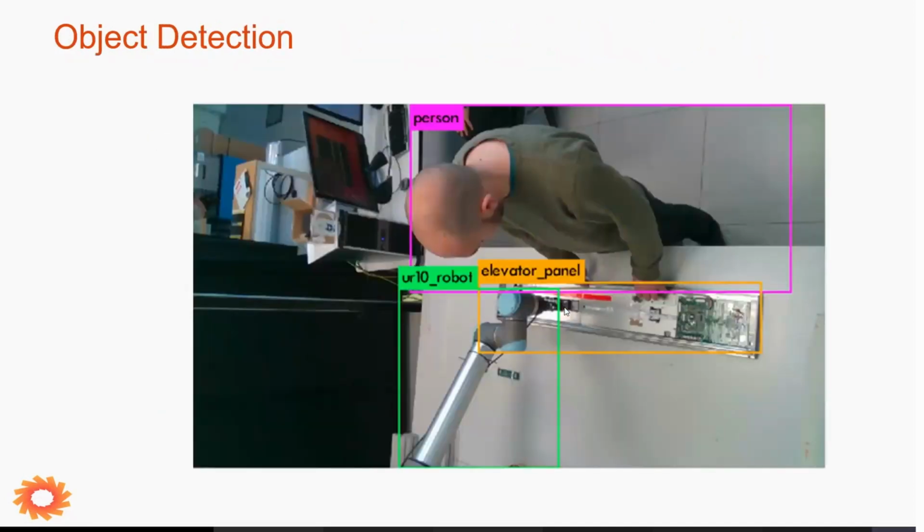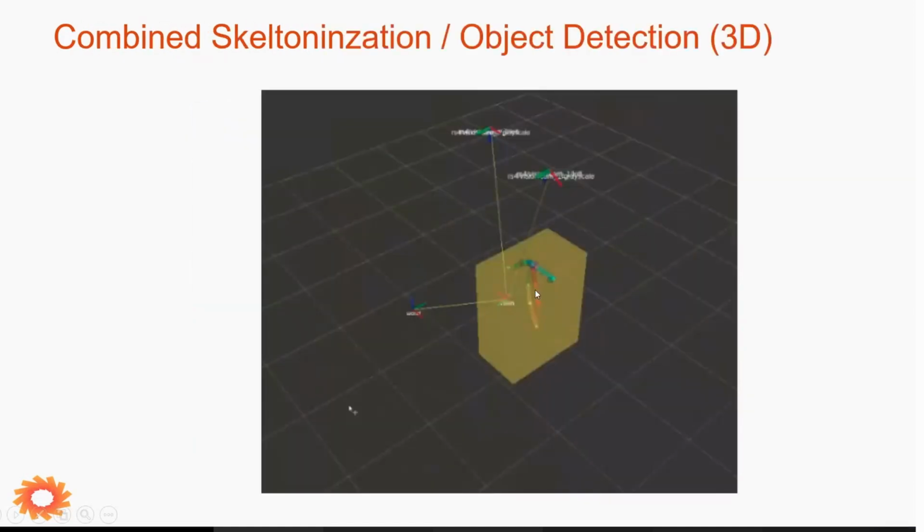And here you have a similar example, but instead of the skeletonization, you have the object detection algorithm detecting a person, the UR10 robot, and the elevator panel. And this is the whole final result, also represented here as the yellow box for the object detection. This would be the person box. Inside you see the skeleton.